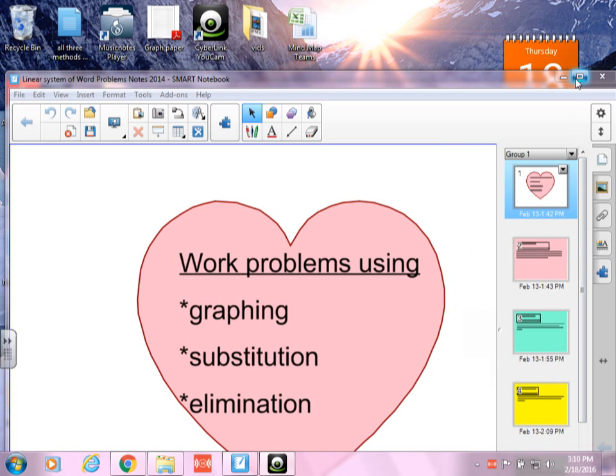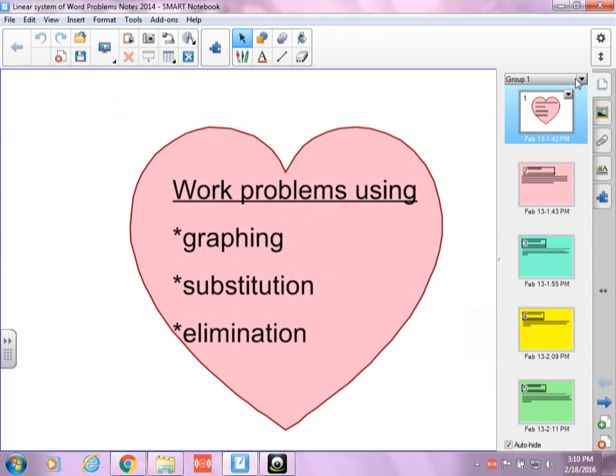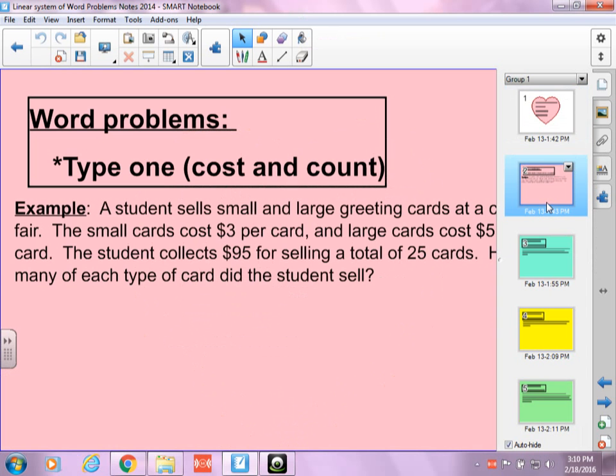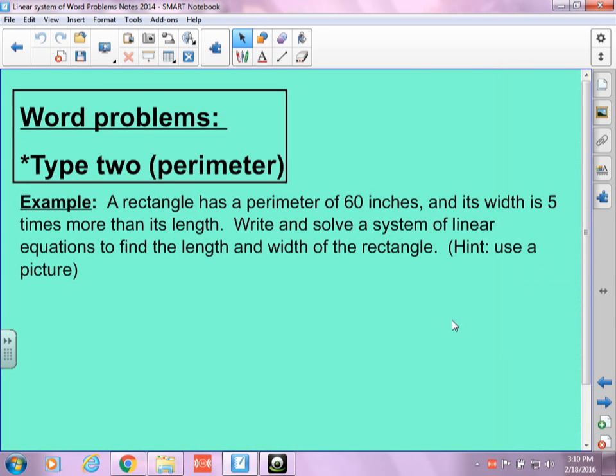Today what we're going to do is look at our word problems again. Yesterday we worked on one type, which was cost and count. Today we're going to look at perimeter. The key with perimeter is that you do draw a picture, and you still follow the same steps that you did in the last word problem, the 5-step process.